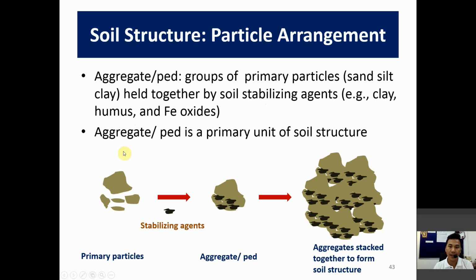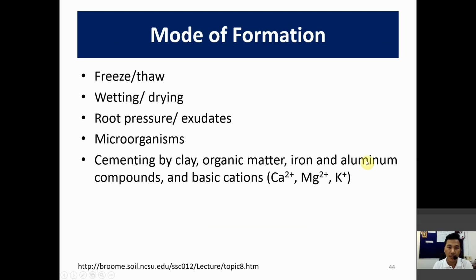So basically, from the very basic primary particles forming up to small or micro aggregate size, and then increasing up to macro aggregate size. So this is how the soil makes up its structure. The formation of soil aggregates can be attributed to physical processes, biological processes, and chemical processes.